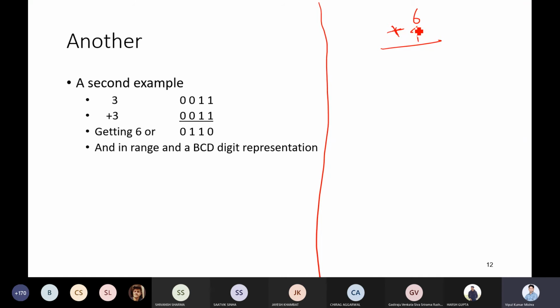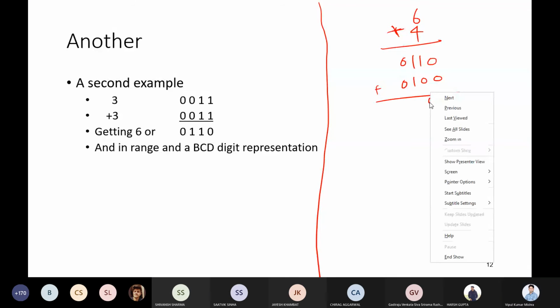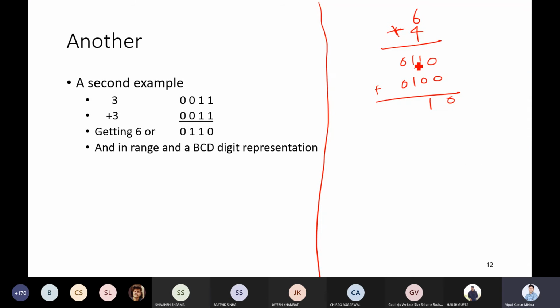Okay. So suppose you want to do 6 plus 4. So what you will do in case of BCD? You'll convert 6 into BCD, you'll get 0110. You convert 4 into BCD, 0100. You will simply add it. What you will get? 0 plus 0, 1 plus 0, 1 plus 1, 0, and then 1.